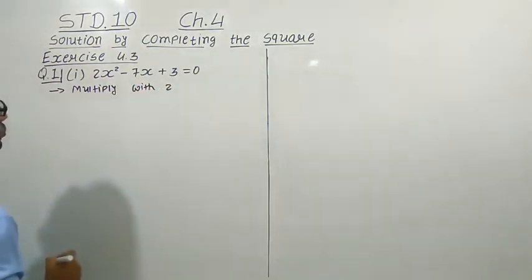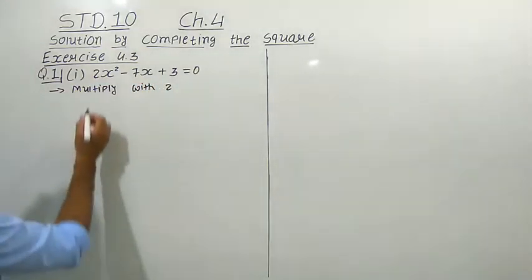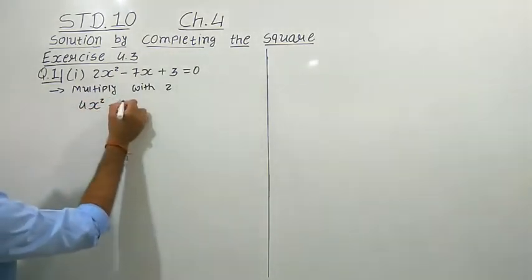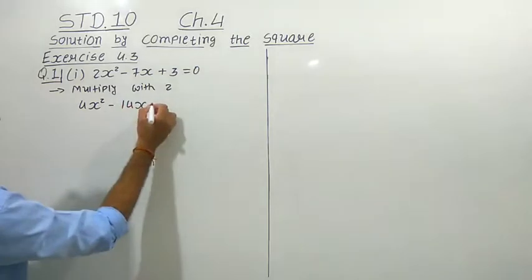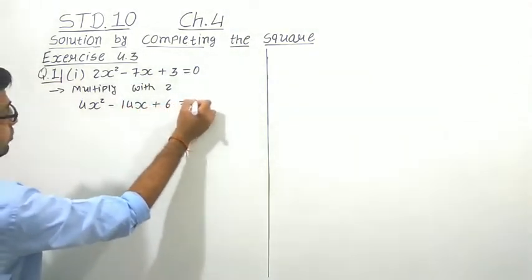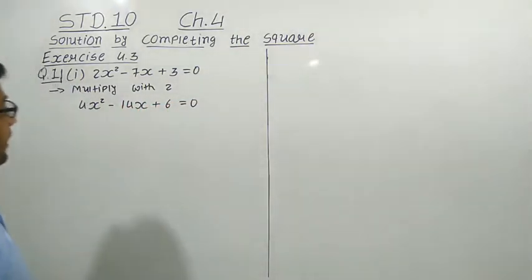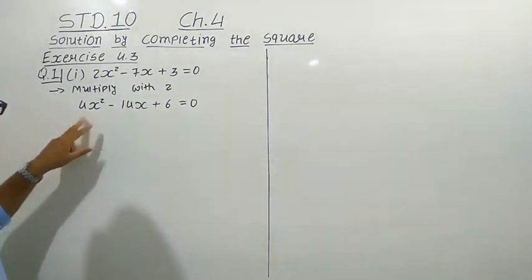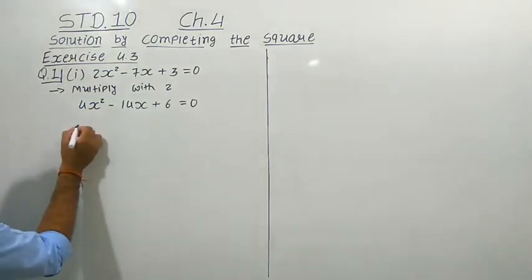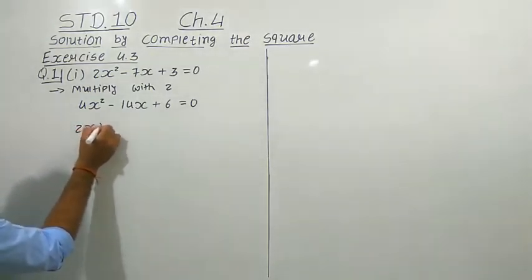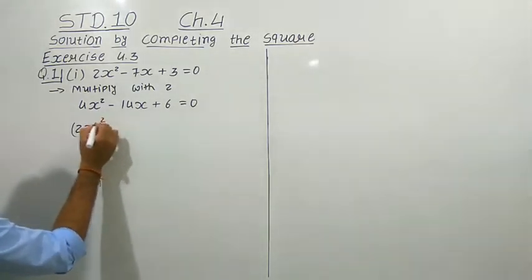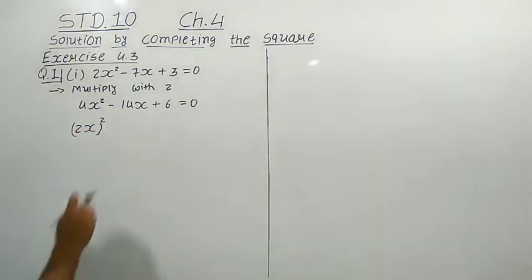So when we multiply this equation by 2, we get 4x square minus 14x plus 6 is equal to 0. Now our first term is a perfect square. So we can write this term as 2x whole square. Right? Now the negative sign is there, so we have to put the negative sign.